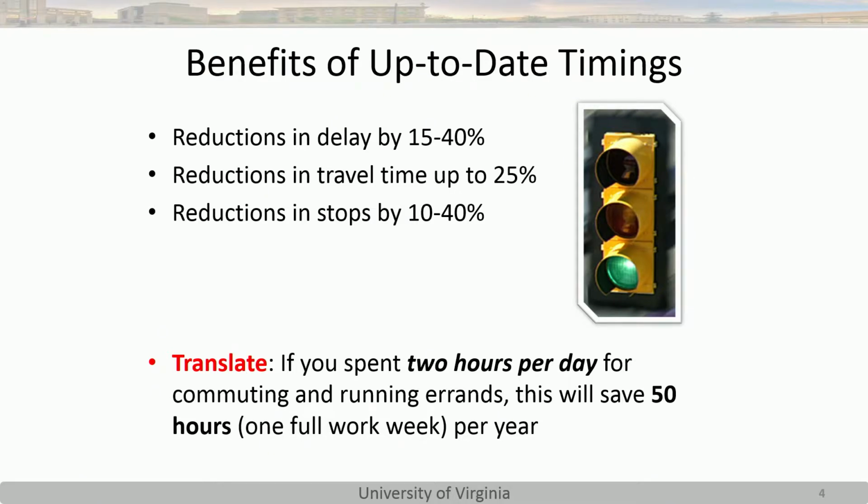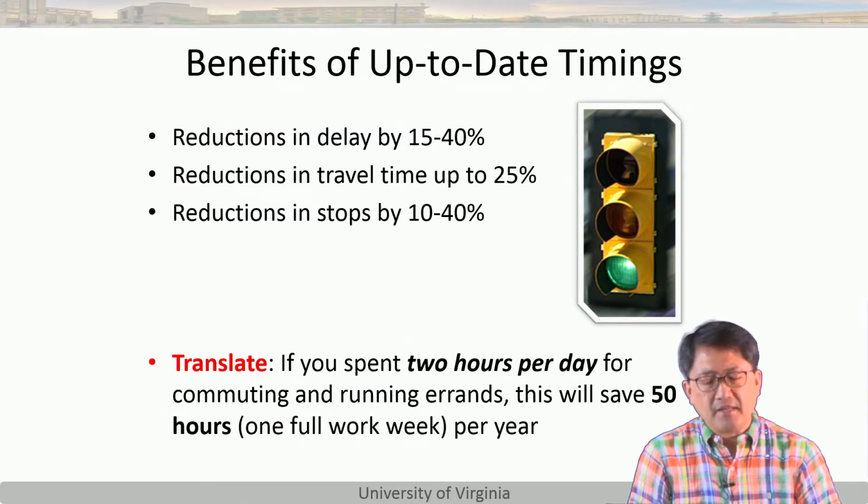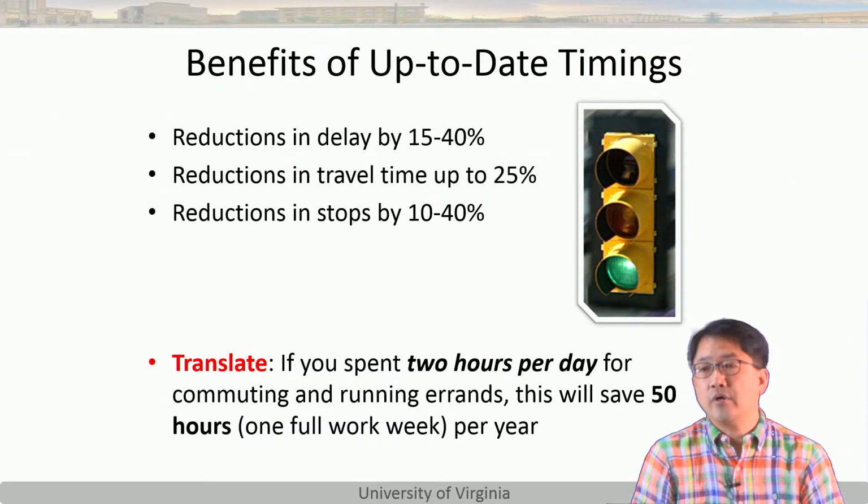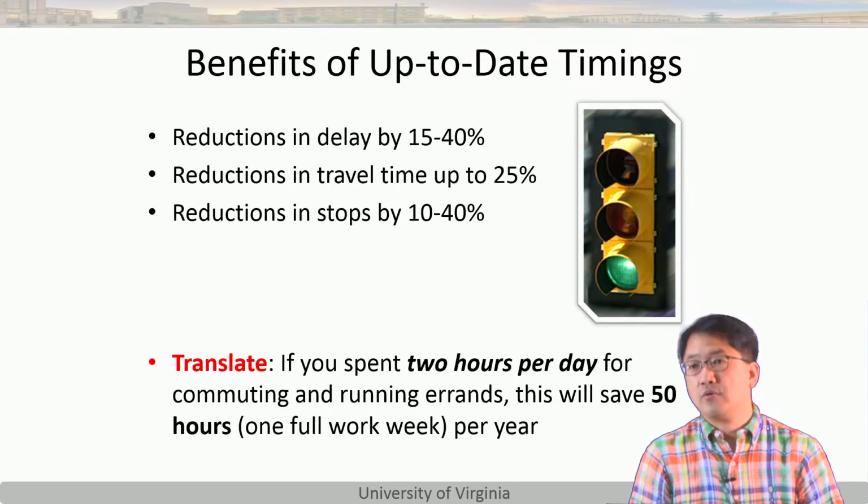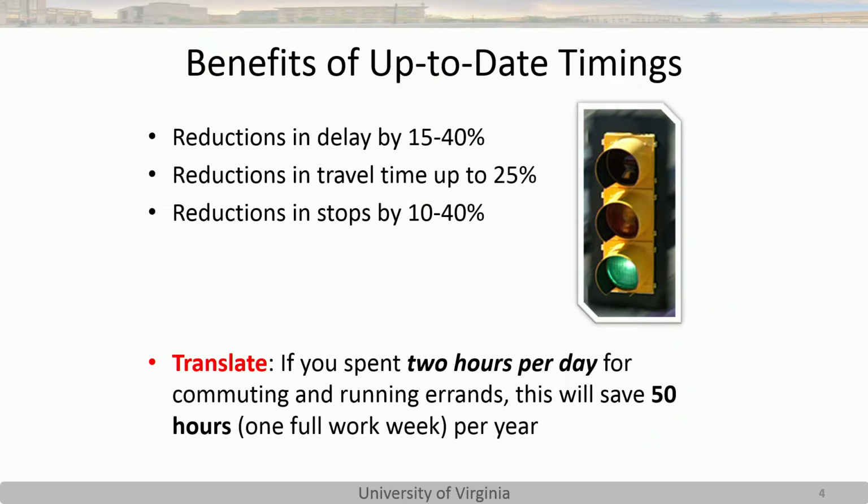Somebody actually converted this into how much benefit we could give to drivers, public. So assume each person is spending about 2 hours per day for commuting and also going to the grocery or going to restaurants and activities. And if we add up these percentages, it could be about 50 hours per year. That means you have an extra 1 week of vacation. So it's kind of a sales pitch to make sure that timings are updated.